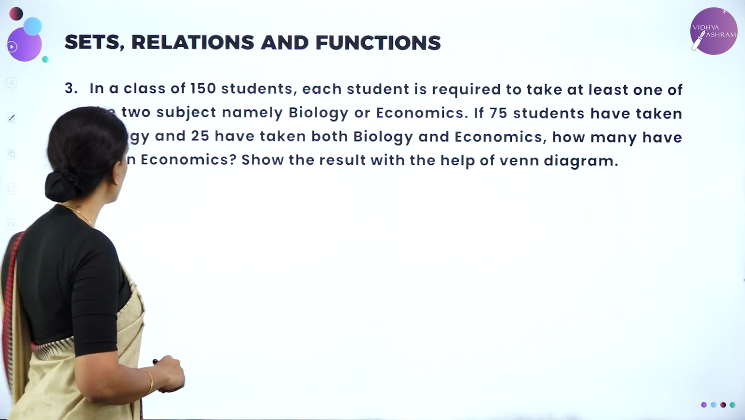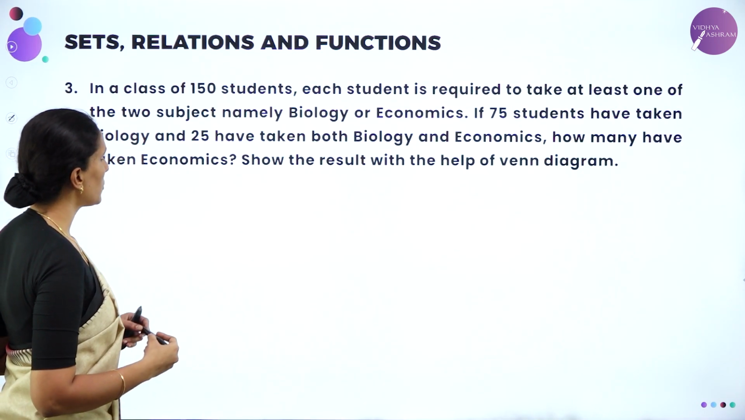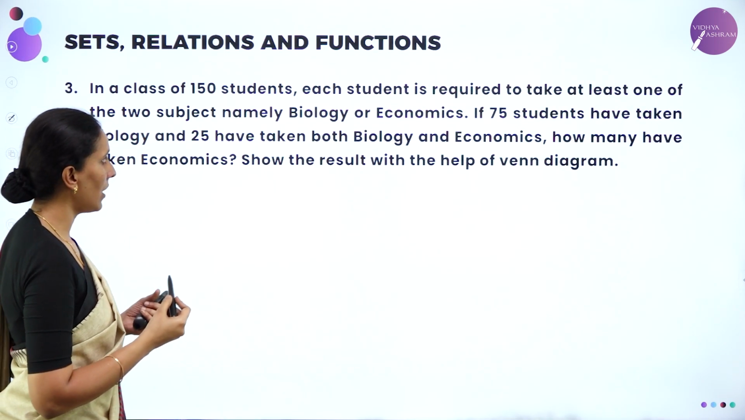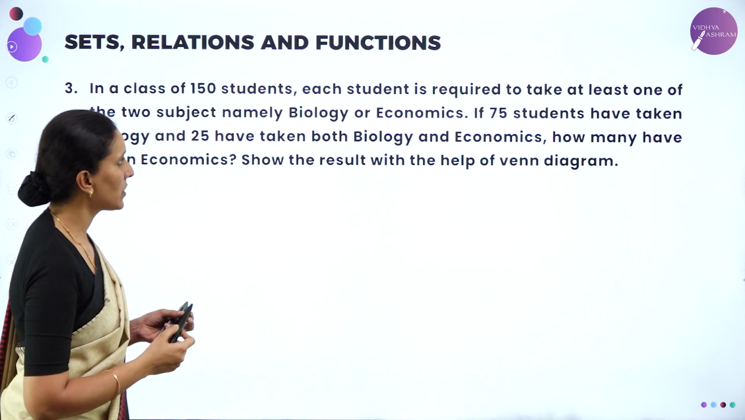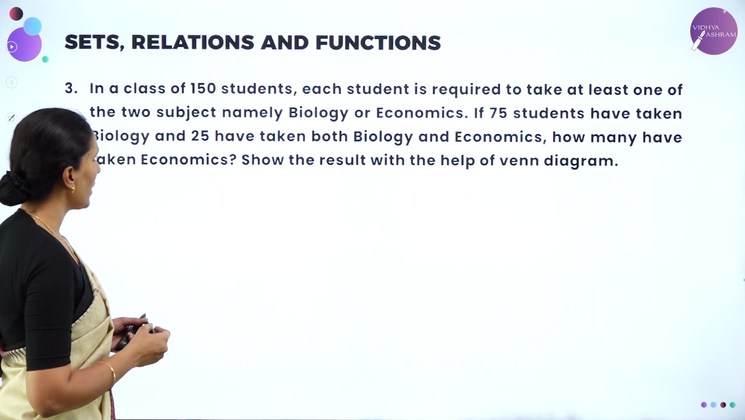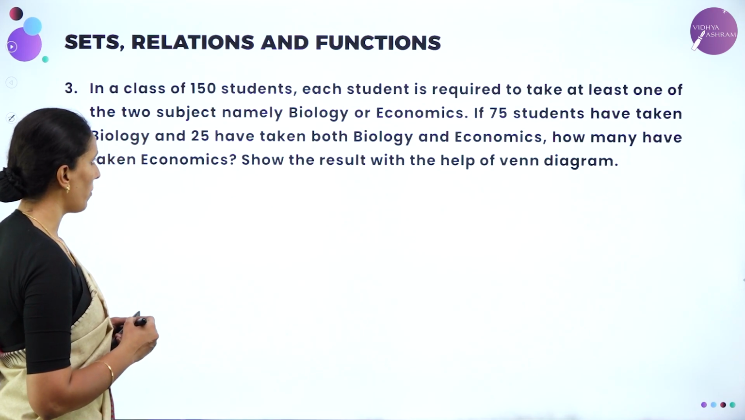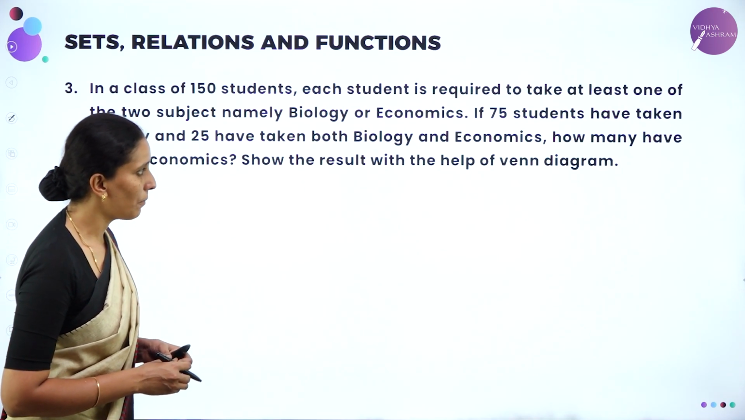The next question is: in a class of 150 students, each student is required to take at least one of the 2 subjects, namely biology or economics. If 75 students have taken biology and 25 have taken both biology and economics, how many have taken economics? Show the result with the help of the Venn diagram.